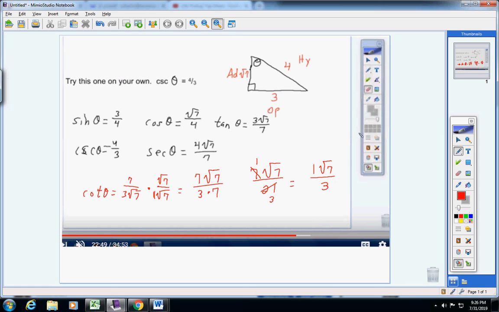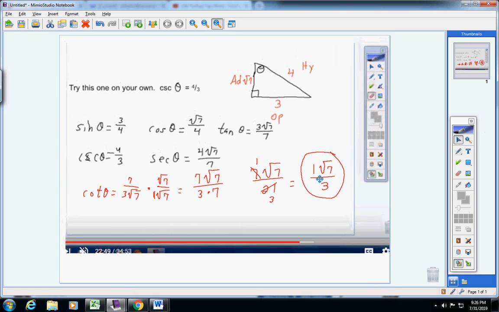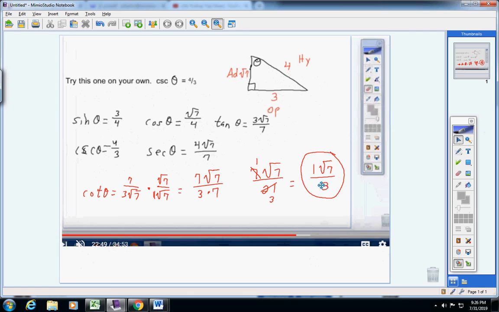Now, Gabrielle, if you put that for your final answer, no problem. If you don't want to put this 1, you don't have to. So this is a good answer, and so is this too.